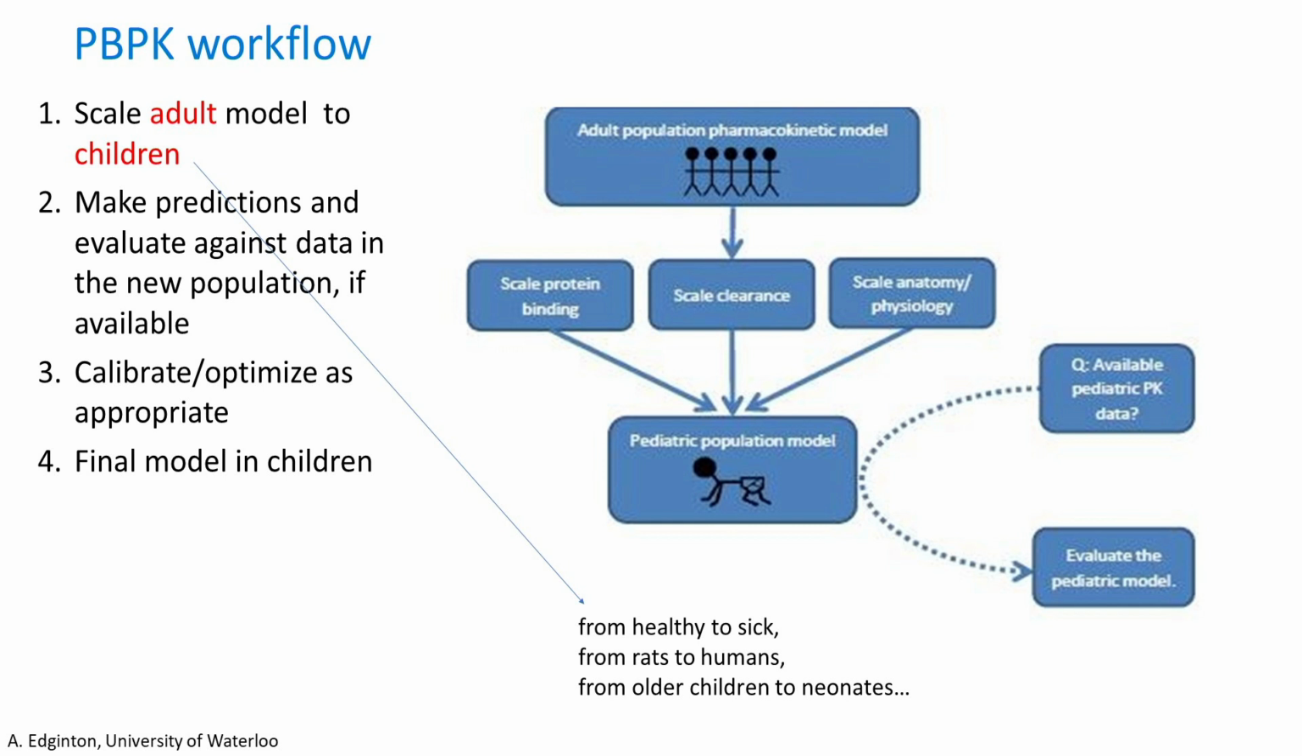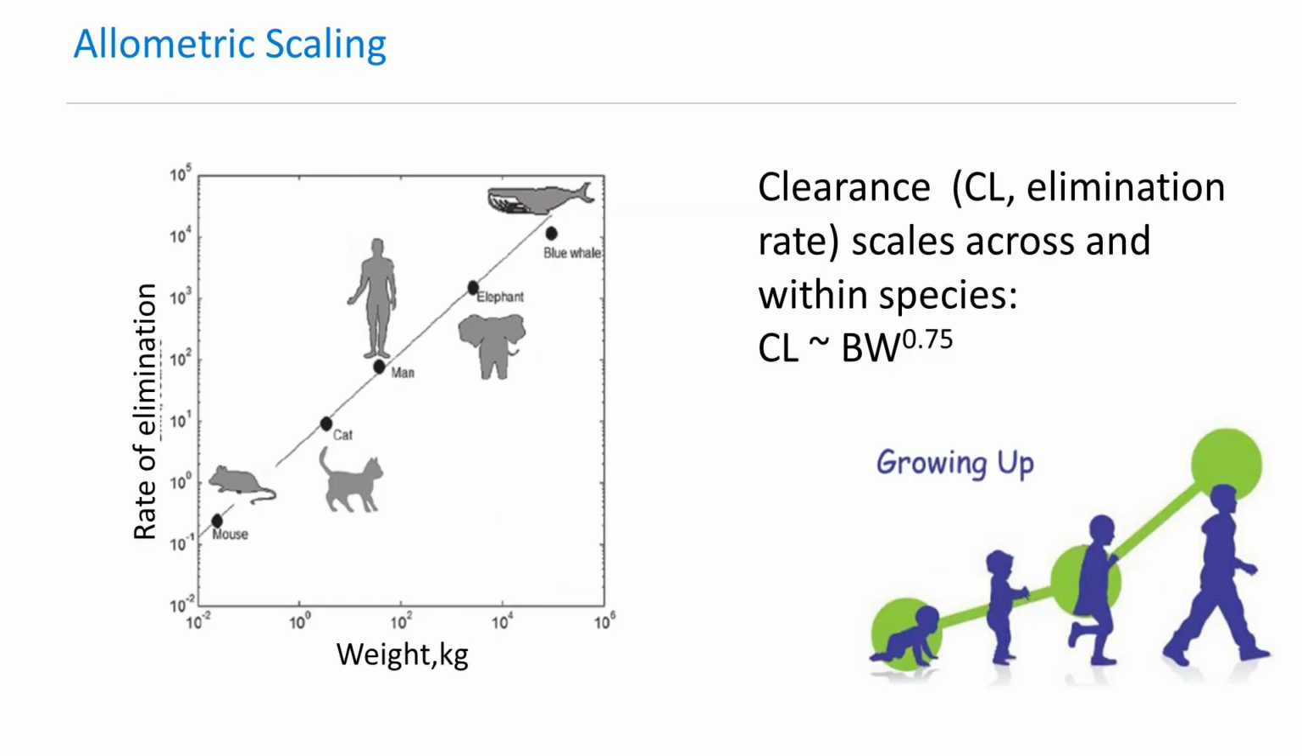Now, as I mentioned, going from adults to pediatric patients, there are ways to do this without PBPK. The most common way to do so is allometric scaling. It has been found that many processes and rates scale across and within species, usually to the power of 0.75 for clearance and the power of 1 for volume of distribution. So if you plot the rate of elimination versus body weight on a log-log scale, you will actually see that all the way from a very, very small to a very, very large population, you roughly get a straight line.